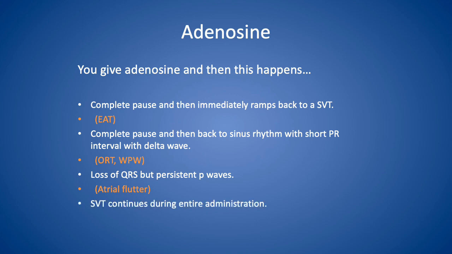You give adenosine and SVT continues during the entire administration. And so what this usually is, is an insufficient dose. And so the typical dose is 0.1 mg per kg per dose. You could think about giving it either faster or doubling the dose to 0.2 mg per kg per dose. And that usually might be the better choice.